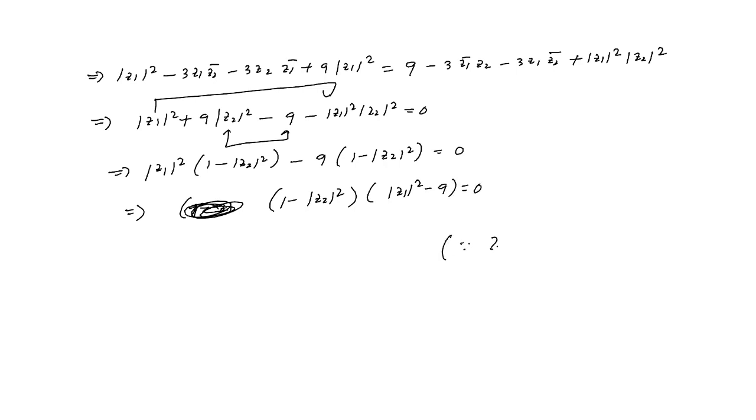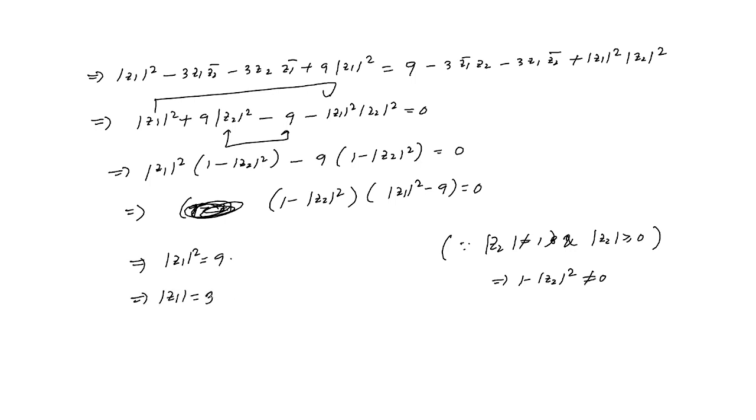It is given that mod Z2 is not equal to 1, and mod Z2 is non-negative. The modulus of any complex number is always non-negative. That implies 1 minus mod Z2 square is non-zero. So obviously mod Z1 square minus 9 equals 0, so mod Z1 square equals 9, and again mod Z1 equals 3.